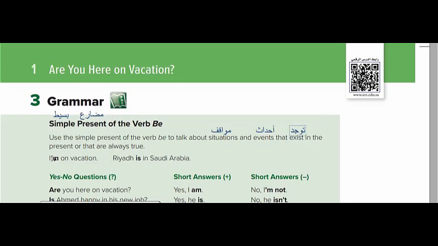Example: I'm on vacation. أنا في عطلة. I am، اختصارها I'm. On vacation. Subject verb complement، فاعل فعل تكملة. رياض in Saudi Arabia. الفاعل في هذه الجملة رياض، الفعل is، التكملة in Saudi Arabia كما أخذتم السنة الماضية. لكن لا بأس لو أخذنا مراجعة سريعة لهذا الموضوع. Look here.